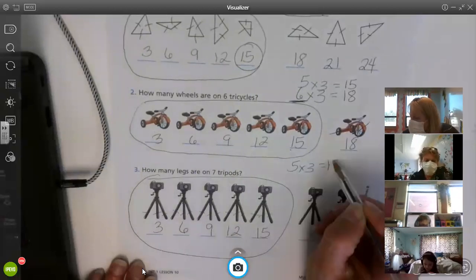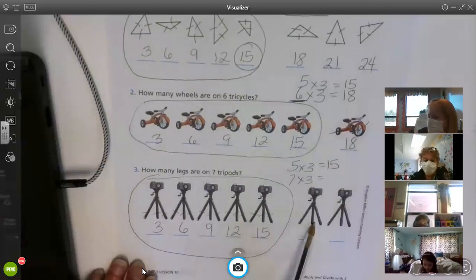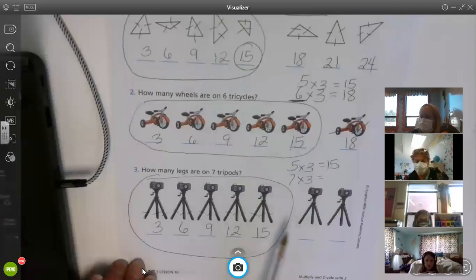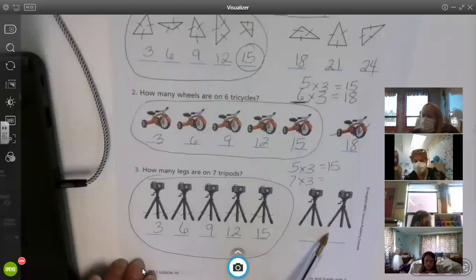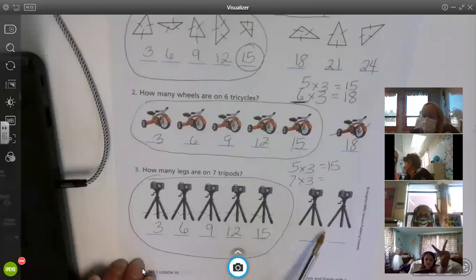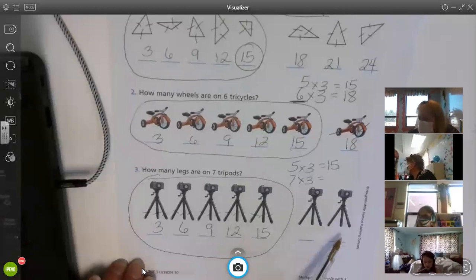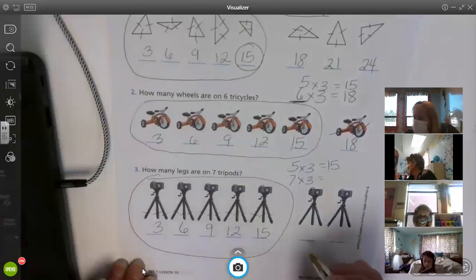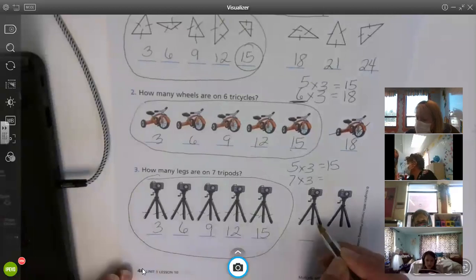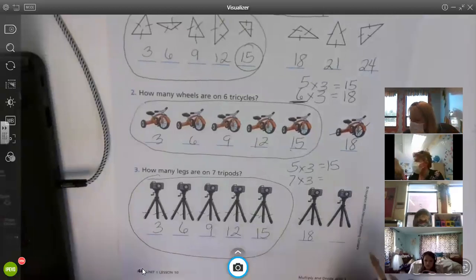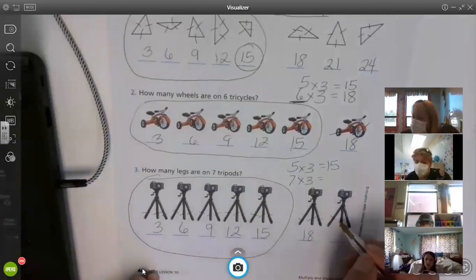I know what 5 times 3 is. 15. How many more 3s do I need? My fingers. How many more 3s do I need, Lucas? 2 more. Let's count 2 more 3s. 15, 16, 17, 18, 19, 20, 21. So 7 groups of 3 would be 21.